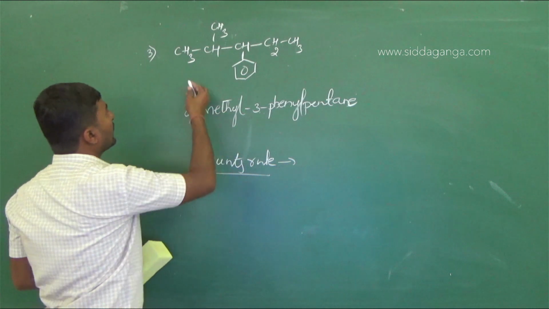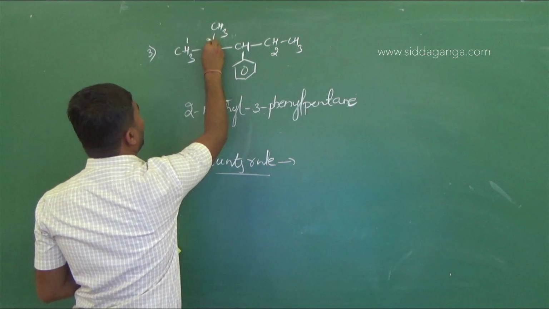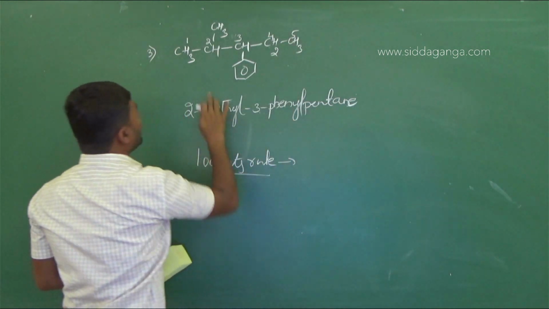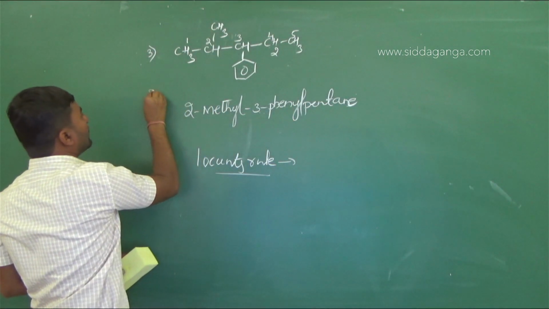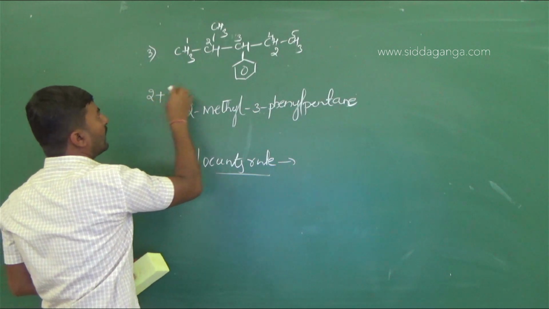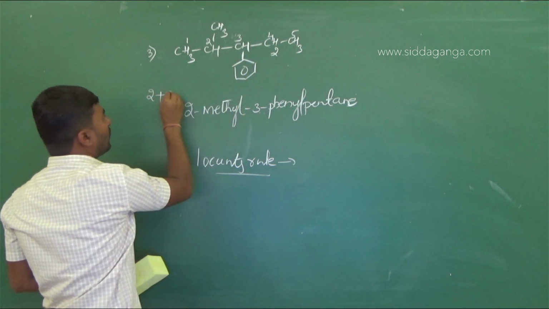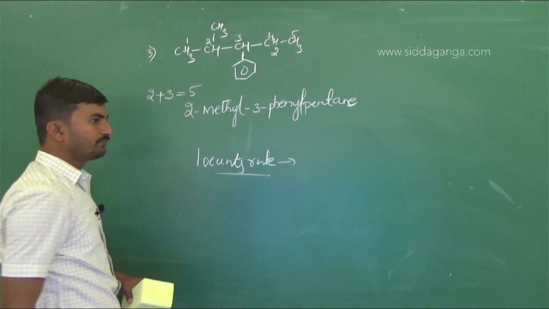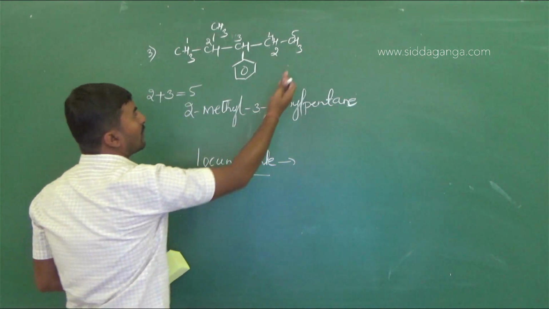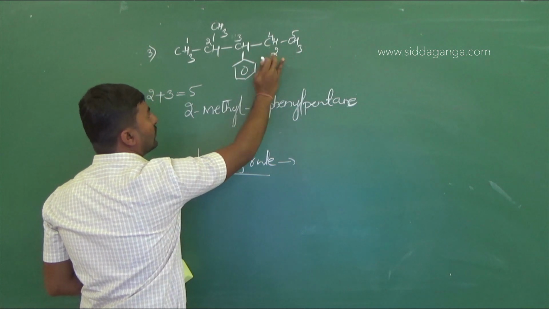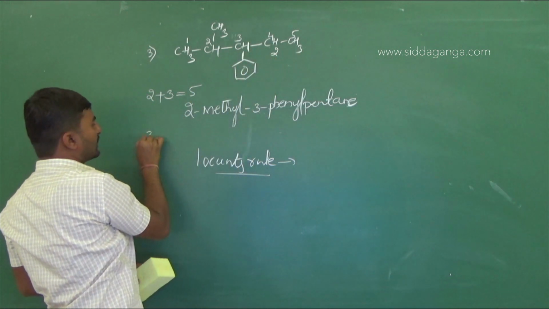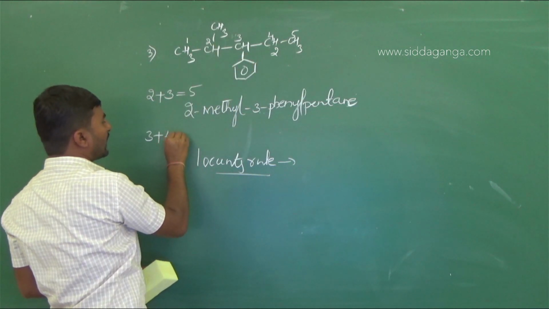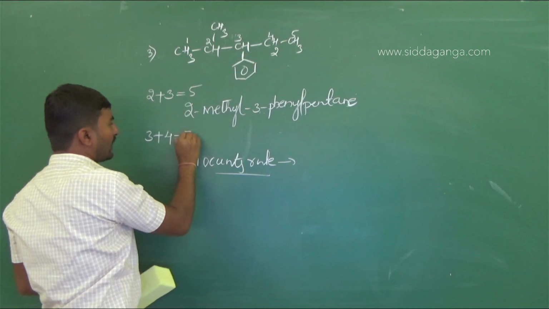So if you give the numbers from left to right, 1 2 3 4 5, at the second position a substituent is present, plus at the third position one more substituent is present. So in total it will become 5. If you give the number from right to left, 1 2 3, at the third position a substituent is attached, and at the fourth position a substituent is attached, and after summing up we'll get 7.